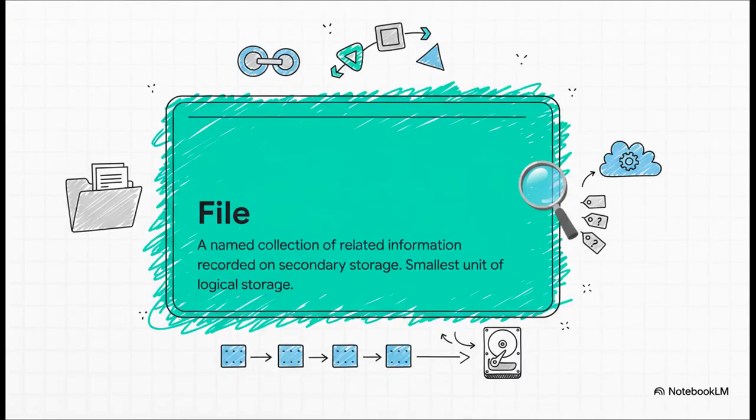See, to your operating system, a file isn't just the words you wrote or the pixels in a picture. It's a structured object. The source puts it perfectly. It's a named collection of related information. And the OS needs to manage all of it. And to do that, it needs a bunch of very specific details, or what we call attributes.